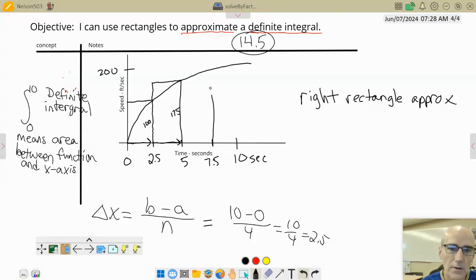If I go out here, oh geez, my rectangle looks a little bit bigger on this one. So what's that at? Maybe like 190. So let's say we got 190 here. Oh, and by the way, this is 2.5, right? So 2.5, 2.5, 2.5. I went to the right side of the rectangle. Let's do that one more time. Right side of the rectangle.